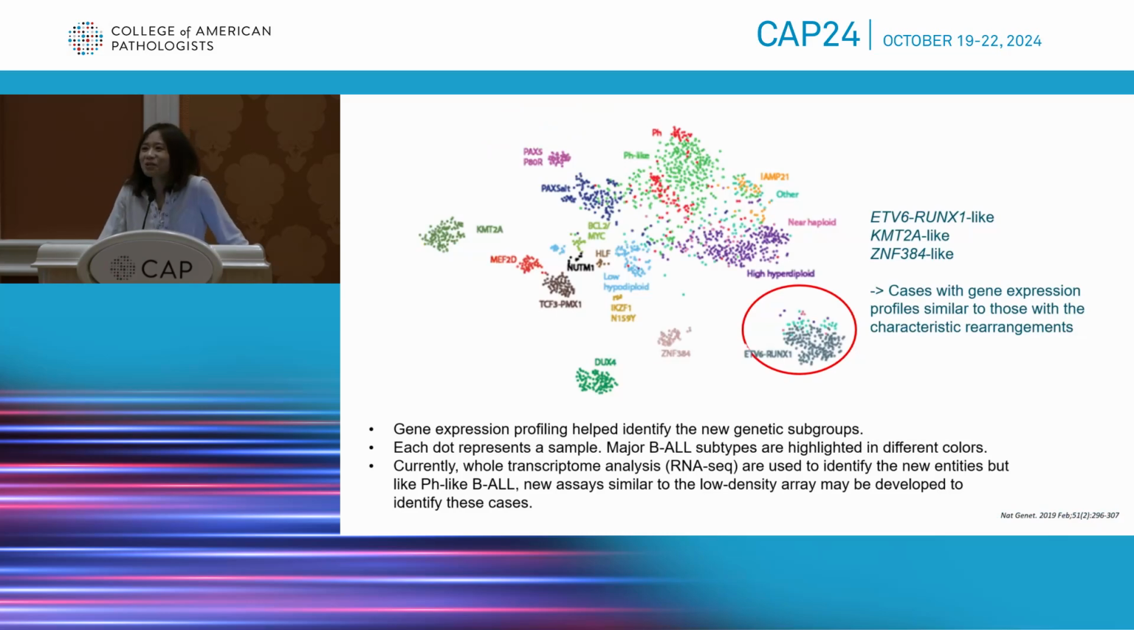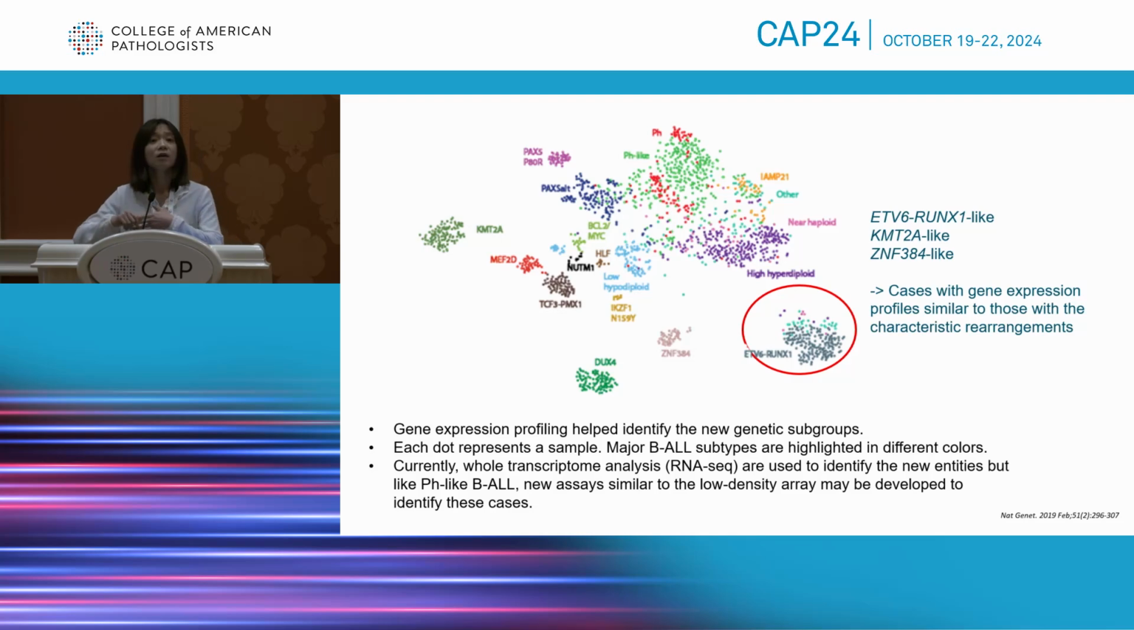So this is a demonstration of what we do at St. Jude and what can potentially be used to identify those cases at our institution. What you are seeing here is a t-SNE plot. It is based on the whole transcriptome analysis data. So far, hopefully I have convinced everyone that gene expression profiling helps identify some new genetic subgroups.